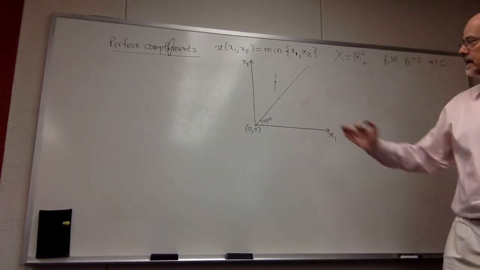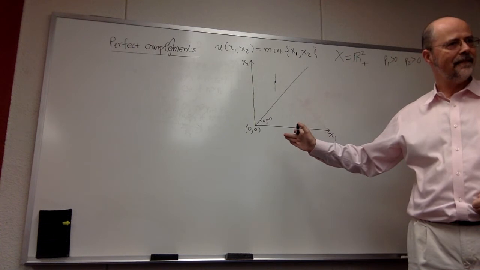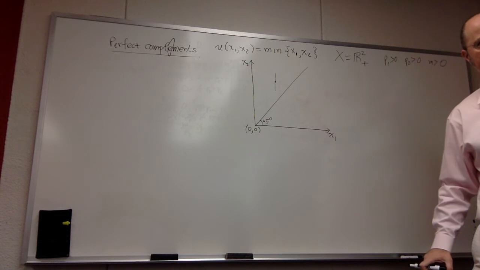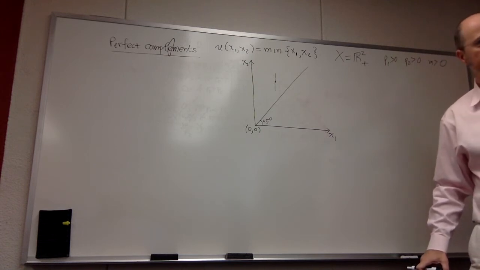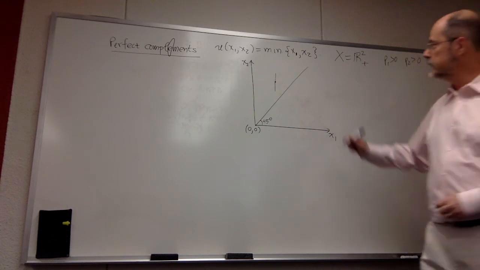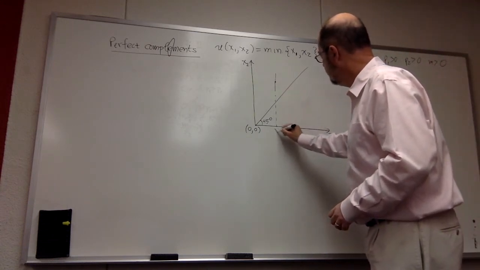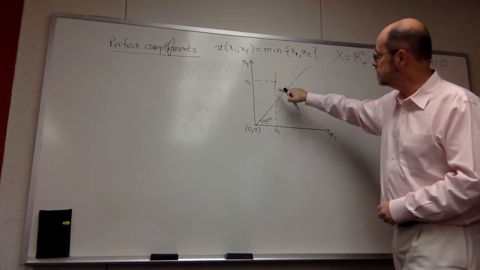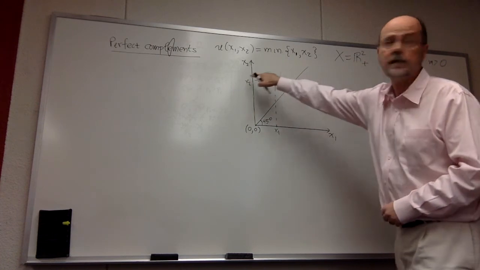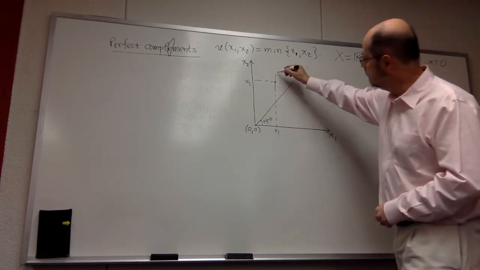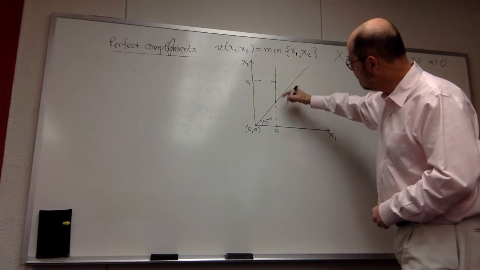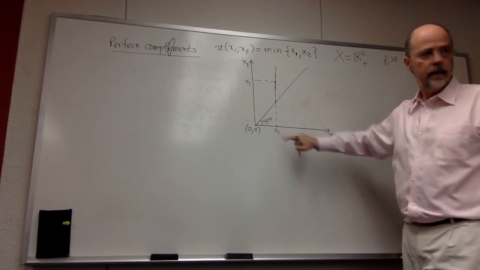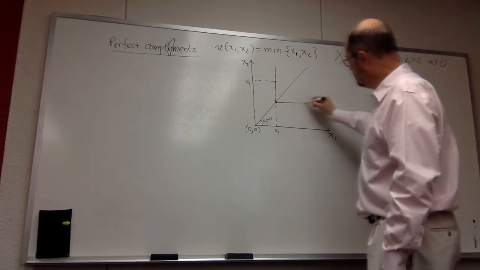Any points like so? The minimum is the x1 coordinate, right? So all of these points have the same minimum, and so they are indifferent to each other. Do we agree? Yes? So, for example, this is bigger than that, and so is this coordinate, and so is that coordinate. So the utility of all these points have utility equal to this amount, right? When I hit the 45-degree line, I go that way.